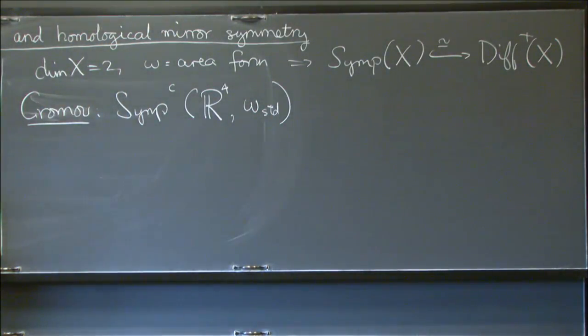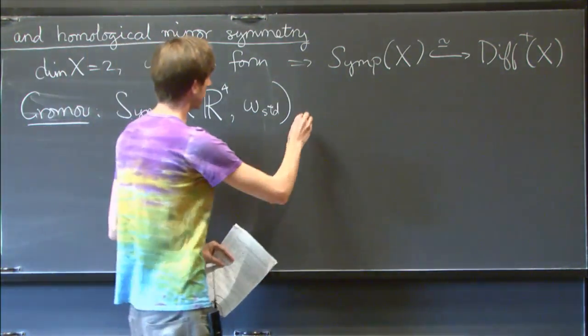For example, is it trivial or a well-known fact? This is Moses' theorem. Once you know Moses' theorem, it's not extremely deep. It's not extremely difficult.